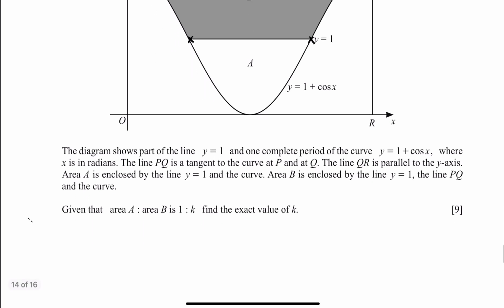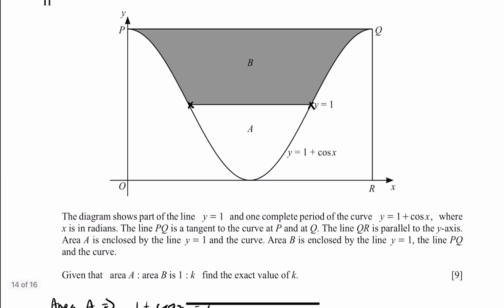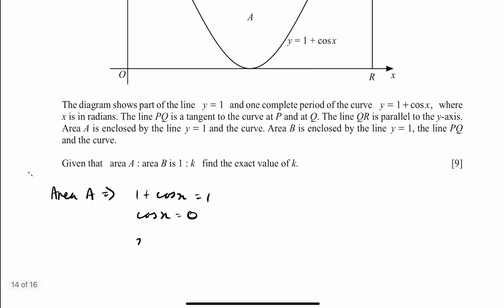So if we scroll down, area A, let's just label that. First we need to find intersection points. So 1 plus cos x has to equal 1. Therefore, cos x is equal to 0, because y equals 1 is a line. So y has to equal 1, and 1 plus cos x can equal 1 when we're solving this. If cos x equals 0, remember this is a single period, so there can only be 2 points within this period that work. So x can equal pi over 2 or 3 pi over 2, since that's when cos x is 0.